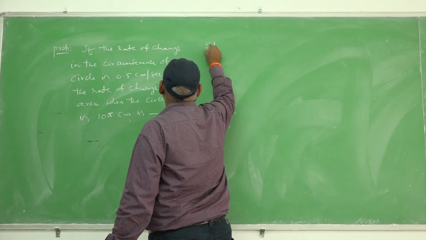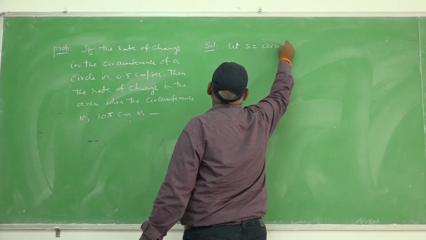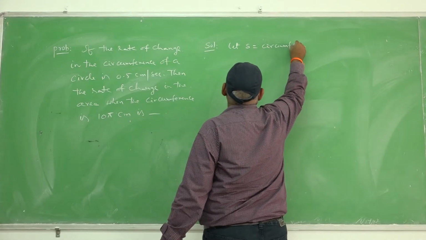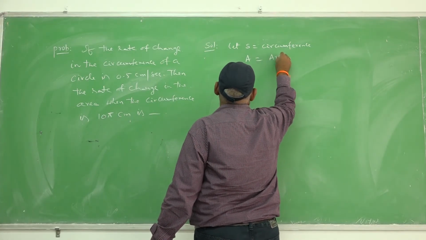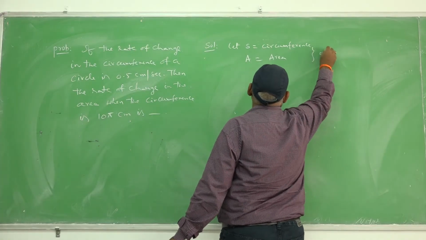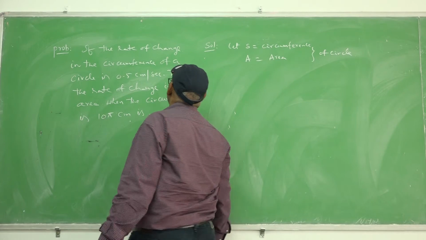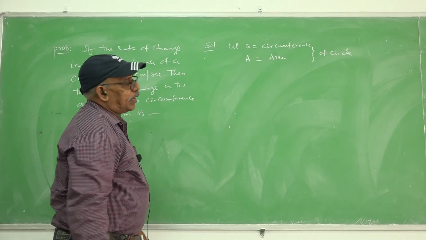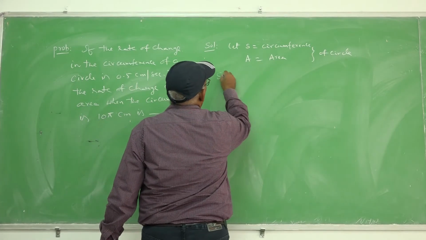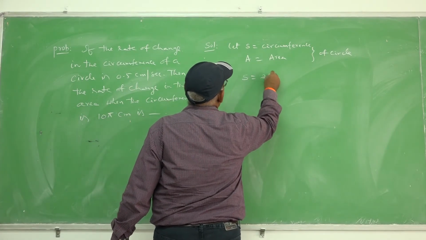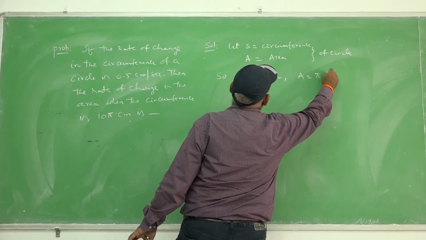So given here, let S be the circumference and A be the area of the circle. Let us consider S be the circumference of the circle and A be the area of the circle. So S takes 2 pi r and A takes pi r square.